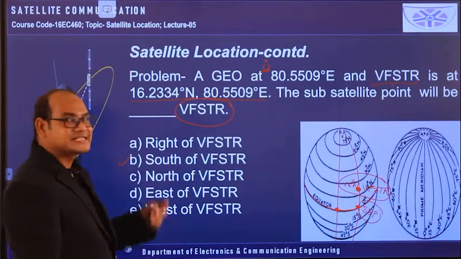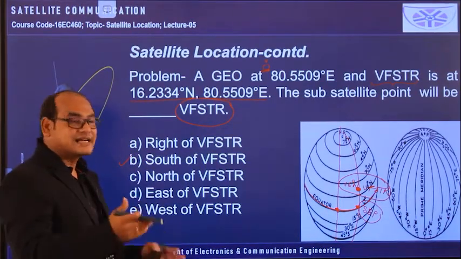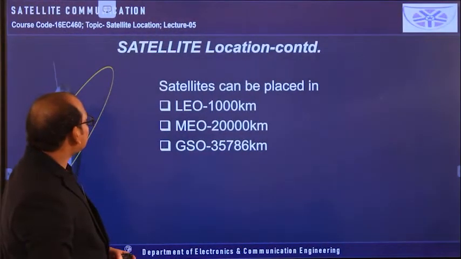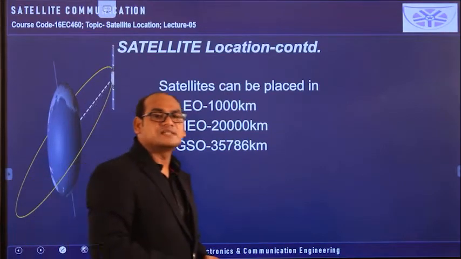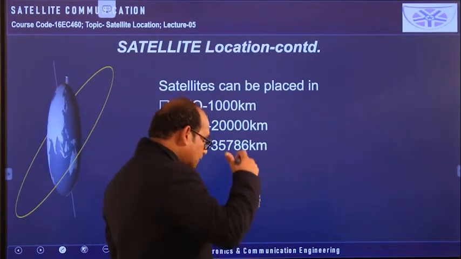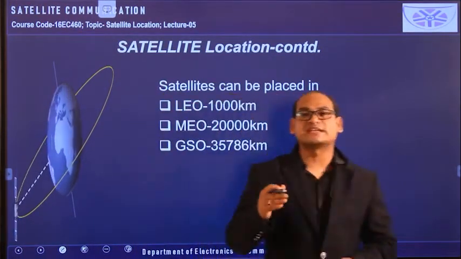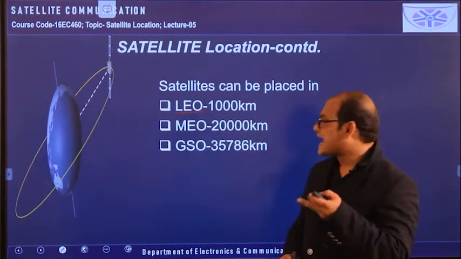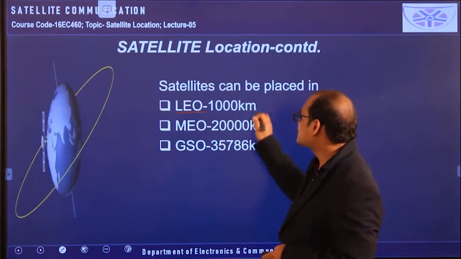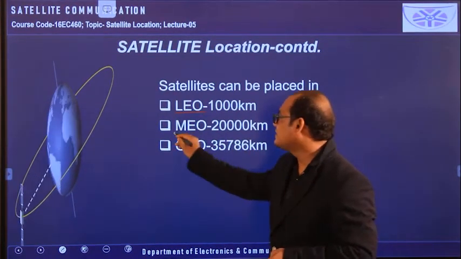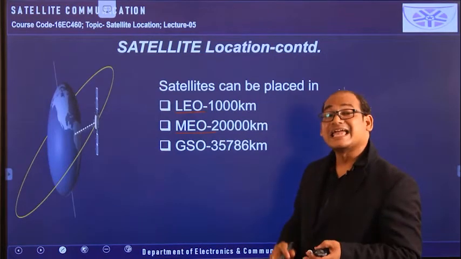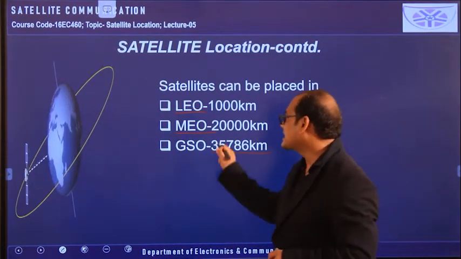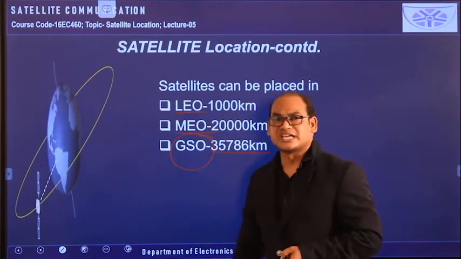Okay, if you are able to understand this problem, then it means you know about the latitudes and longitudes. Then here different orbits are there, depending upon the height. If you keep your satellite at a height of 1000 kilometers, that is called low Earth orbit, LEO. If you keep your satellite from 1000 kilometers up to 20,000 kilometers, that is called medium Earth orbit. If you keep your satellite exactly at the height of 35,786 kilometers, that is called geosynchronous or geostationary.